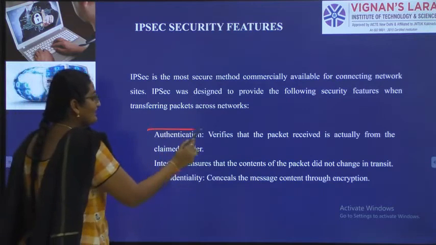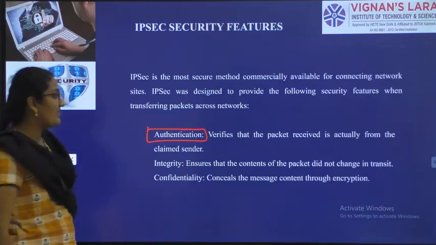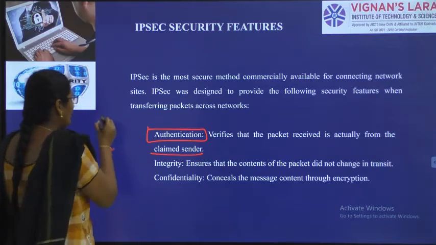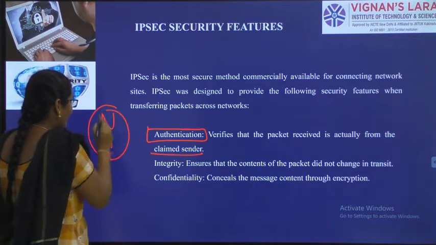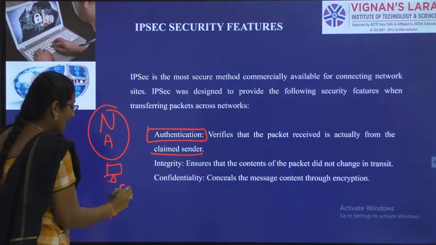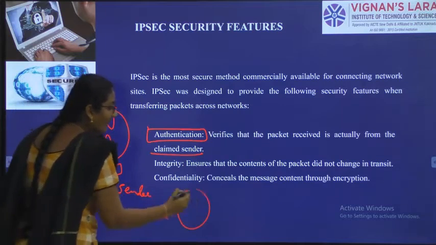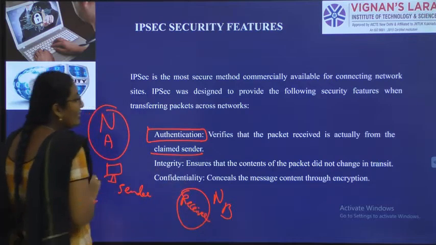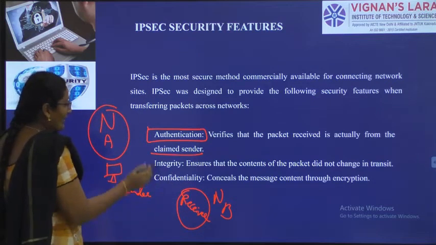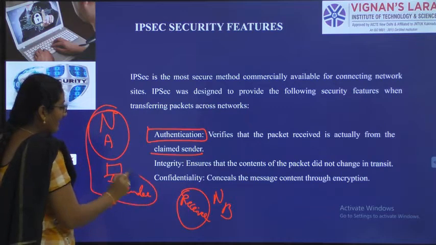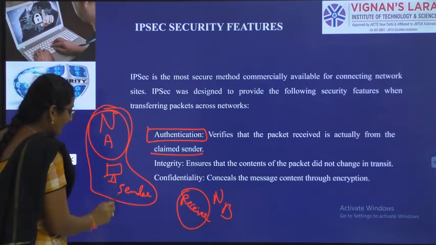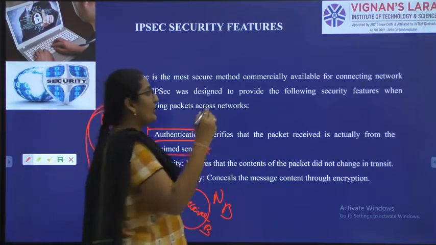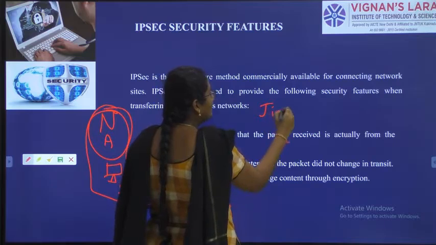What is authentication? Authentication is nothing but verifying that a packet is received actually from the claimed sender. We have network A, and here we have one sender. We have network B, and here we have the receiver. So authentication is nothing but verifying whether the packet is sent by the claimed sender or not. Sender A wants to send a packet to receiver B. If you want to understand clearly, Jim is the sender.